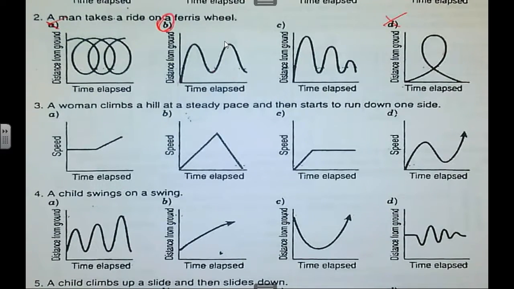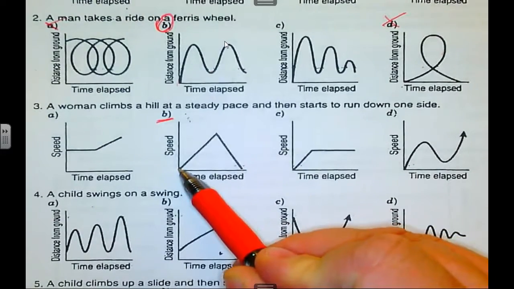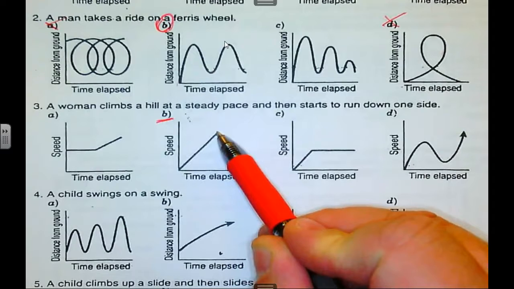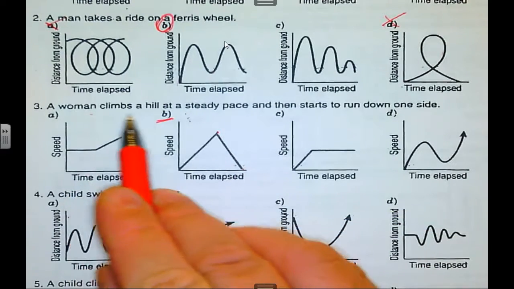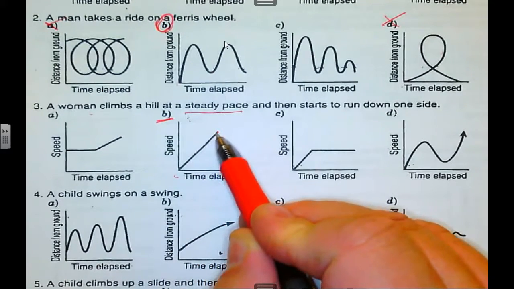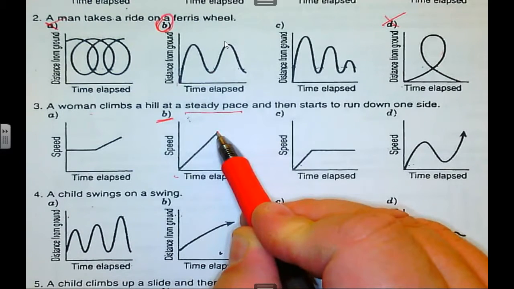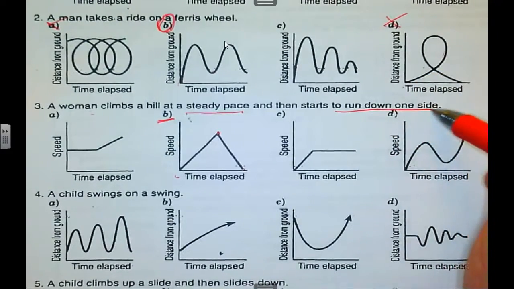A lot of my students last class picked B too. Okay, now let's think about what's happening in graph B. The speed increases sharply, and then she gets to a certain point and her speed decreases. Now, if she's climbing a hill at a steady pace, does that even fit if her speed's increasing? And then runs down the other side, what's going to happen to her speed here?